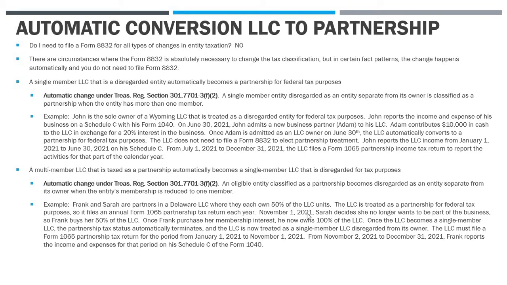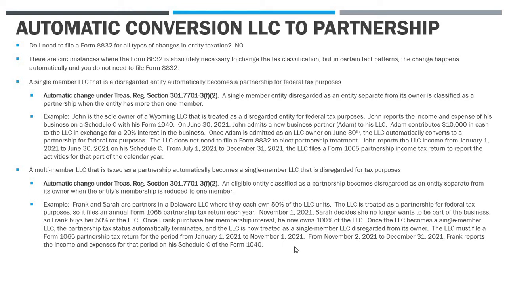Now, on November 1st, 2021, Sarah decides she no longer wants to be part of the business. So Frank buys her out. He buys her one half of the LLC. Now, once Frank purchases the membership interest, he owns 100% of the entity. Now, the LLC, because it's now 100% owned by one person, becomes a single member LLC, a disregarded entity for federal tax purposes. The partnership tax status terminates, right? It terminates automatically. So the LLC files a Form 1065 for the period from Jan 1, 2021 to November 1st, 2021, right, the day it terminated.